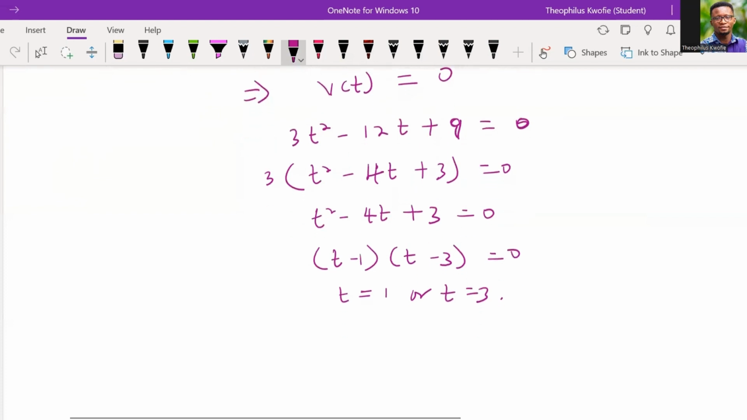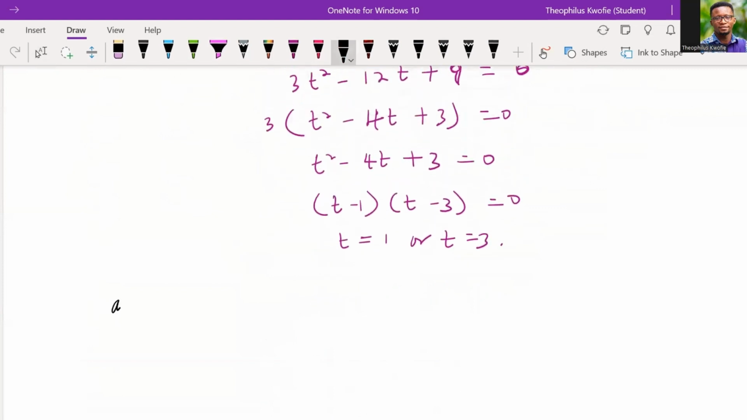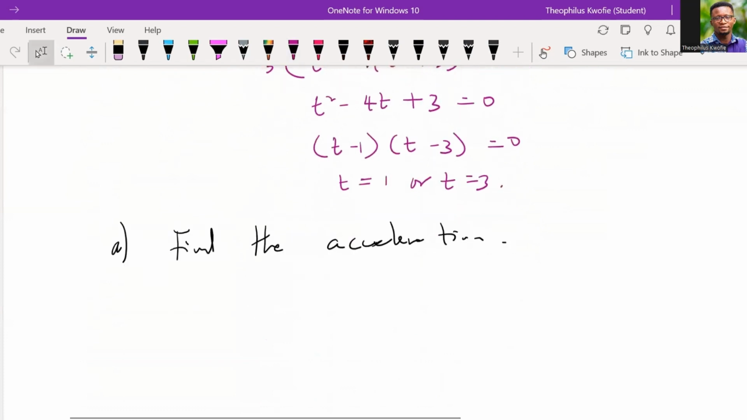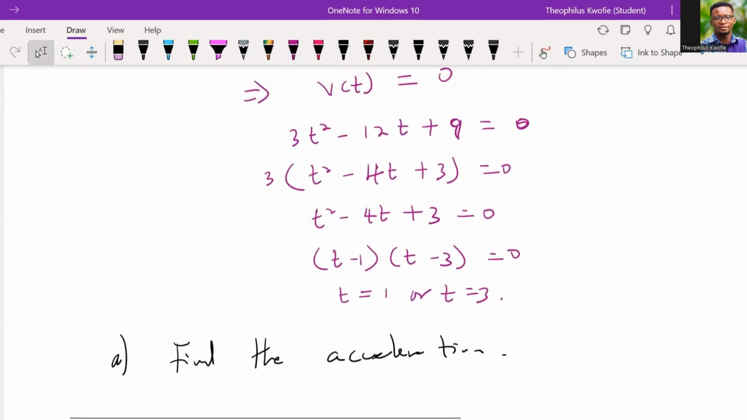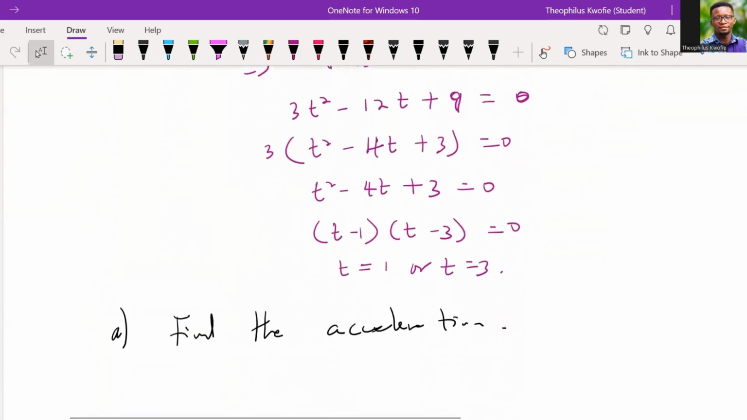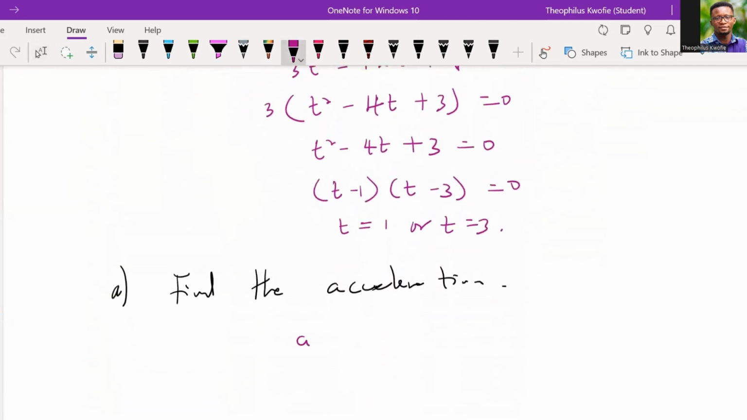Let's take note. What about if I ask you to find the acceleration of the particle? Then it's just going to be the derivative of the velocity, right? So acceleration, we said that acceleration is just going to be the derivative of the velocity. Okay, so let us take note.